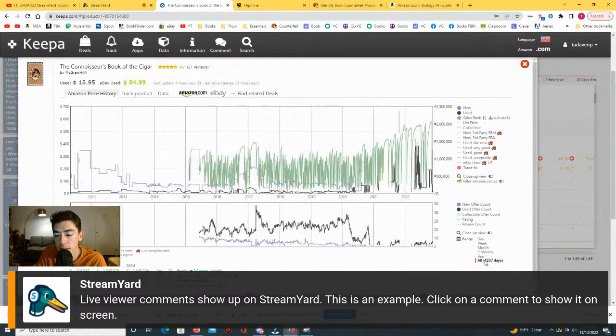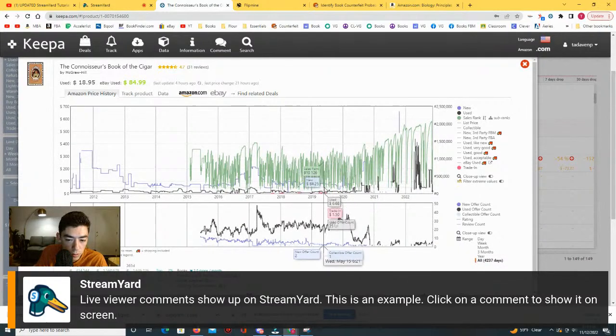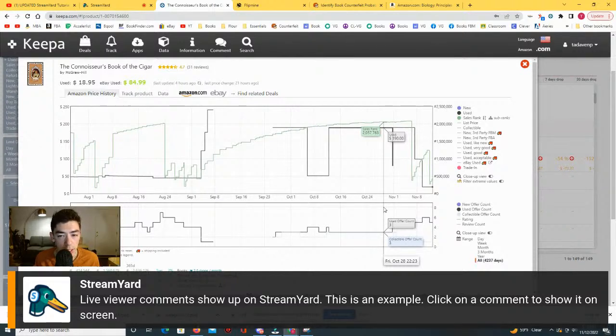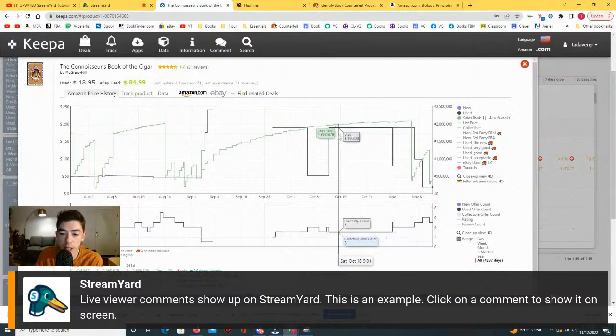But at the same time, when it was selling for that amount, the used offer count was anywhere from 20 to 30, whereas now it's only about 5. So we would think that the fewer sellers there are on the listing, generally the higher the price should be, because there is less pressure on the downward price. So I hope that makes sense.